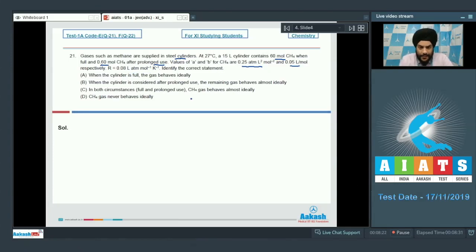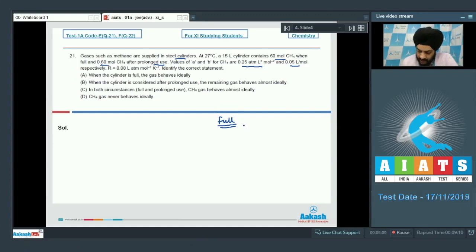Looking at the options, we can see that the examiner seems to be interested in the nature of the gas, that is, whether it behaves ideally or in a real manner. So if we talk about the condition when it is full, students, we can first start with the van der Waals equation. We can find out the pressure using the van der Waals equation, and then we can use the ideal gas equation for the same, and we can see if both the pressures, that is the pressure predicted by the van der Waals equation and the pressure predicted by the ideal gas equation, are the same or not.